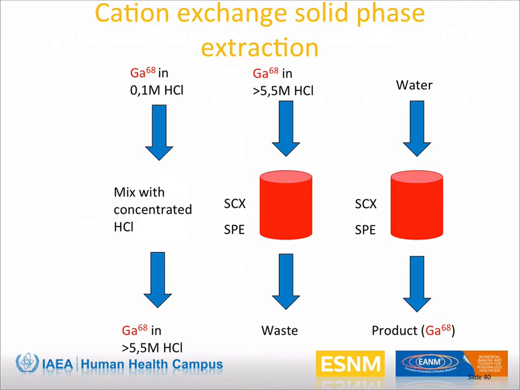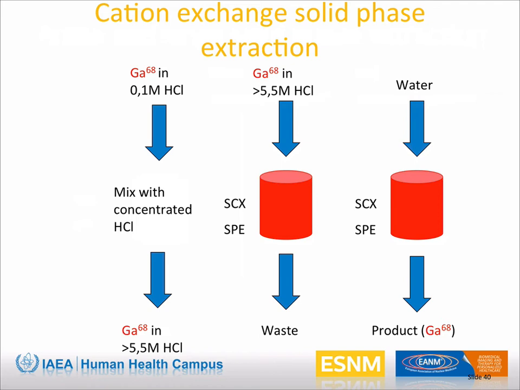In the cation exchange solid phase extraction, you have the gallium-68 in 0.1 molar hydrochloric acid. This is how it comes off from the generator. Then you mix it with concentrated hydrochloric acid. And once you have the gallium in roughly 5.5 molar hydrochloric acid, you put it on a strong cation exchange resin, and the gallium gets stuck on the column and everything else goes to the waste.